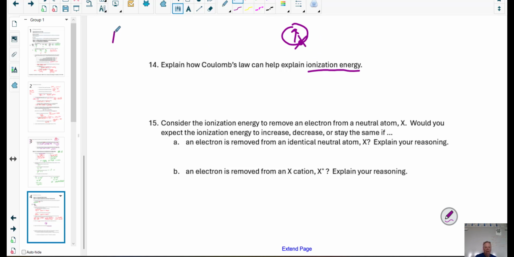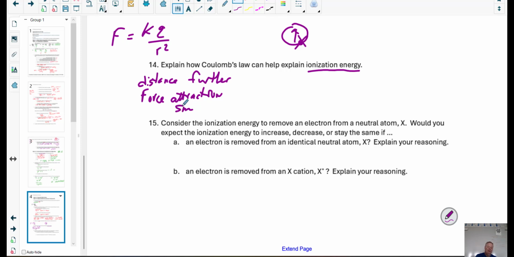So if I'm once again talking about Coulomb's law, charge over radius squared, if the distance is further, the force is smaller. So that force of attraction is smaller, and therefore it's easier to remove. So this would have a low ionization energy, because ionization energy is essentially the force. So if the force gets smaller, the ionization energy gets smaller.